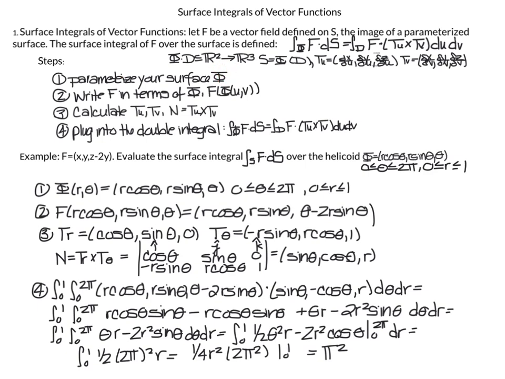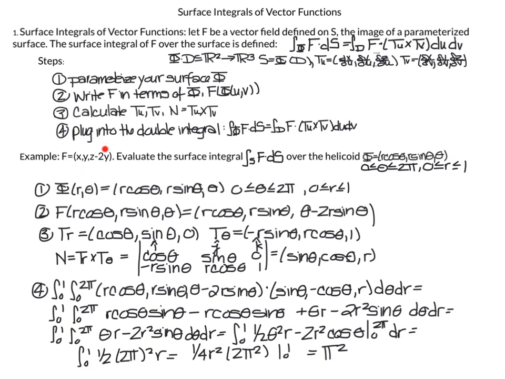So the steps we're going to use to evaluate the surface integral is first to parameterize our surface phi. Then we're going to write our vector field f in terms of phi, using function composition. Then we're going to calculate our tangent vector in the u direction, our tangent vector in the v direction, and then come up with a normal vector, which is Tu cross Tv. And finally, we'll plug it into our formula for our double integral. This first example illustrates those steps.